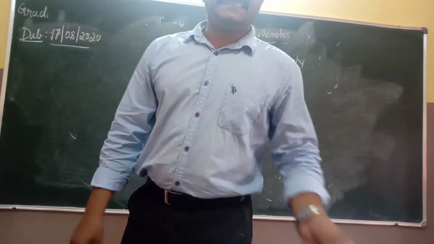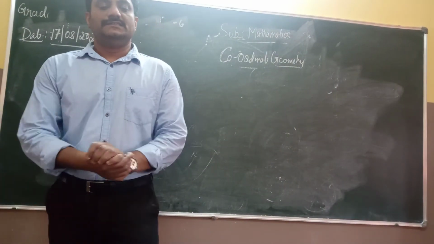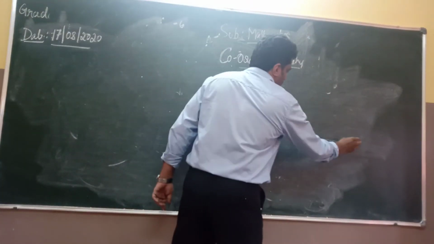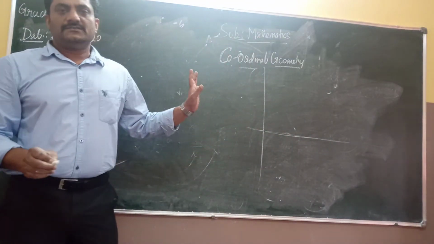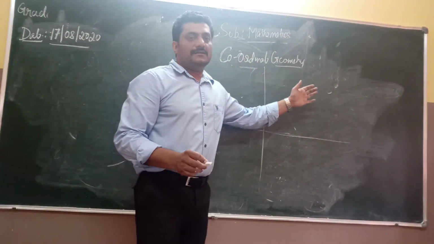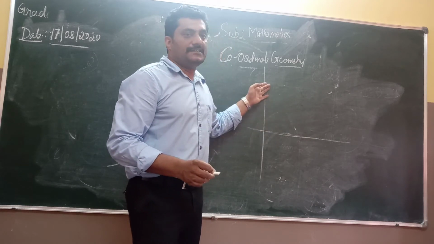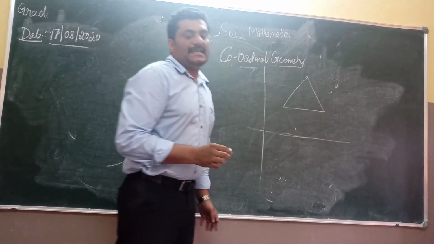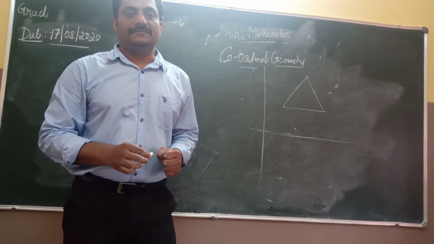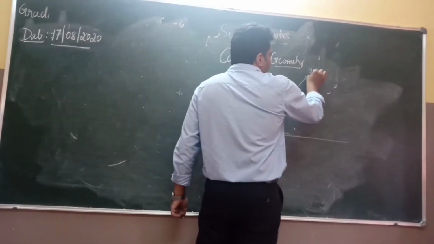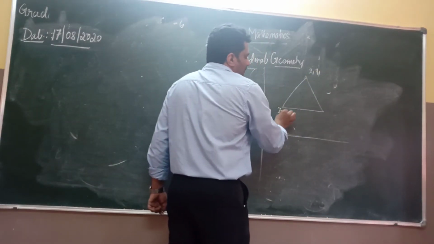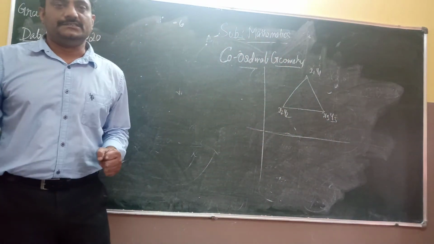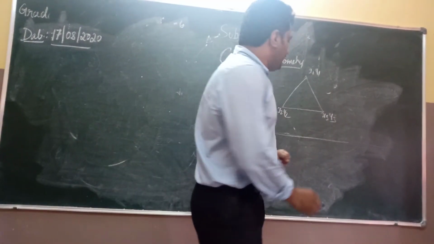Okay, now the next one is area of a triangle. Here, this is a coordinate system, right? Wherein you have x-axis here, y-axis here. For example, if I have a triangle here, how do we find the area of a triangle? I have here x1, y1, x2, y2, x3, y3. These are the three vertices. Now, how do we find the area of a triangle?